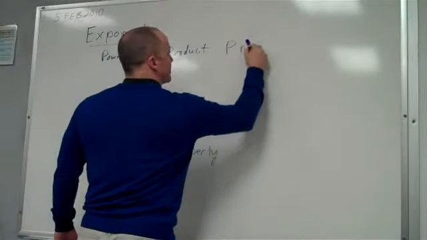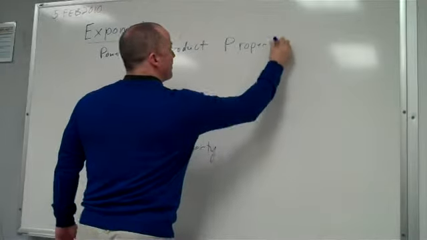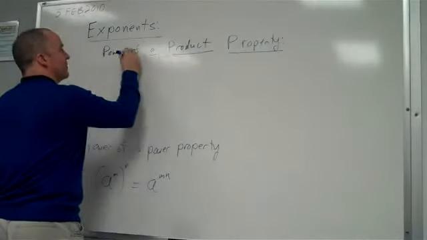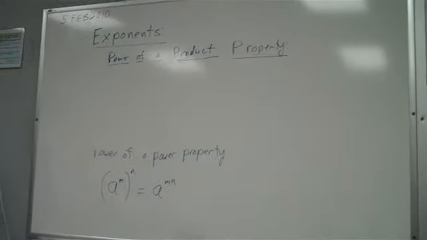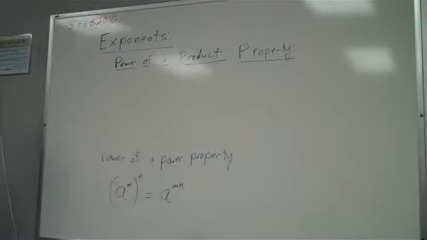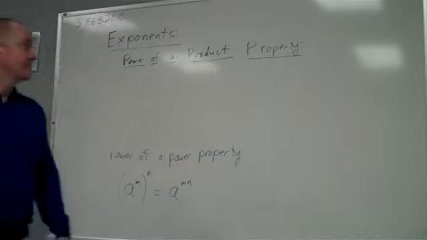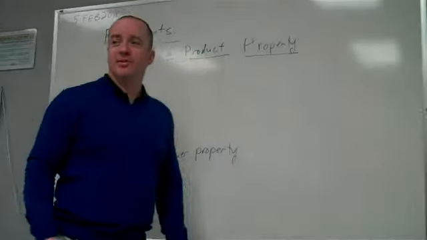Power of a product property. That's the problem. This would also be POAP, Nick. We'd have the same acronym for this one that we had for the power of a power property. We could have POAP 1, POAP 2, POAP 3.